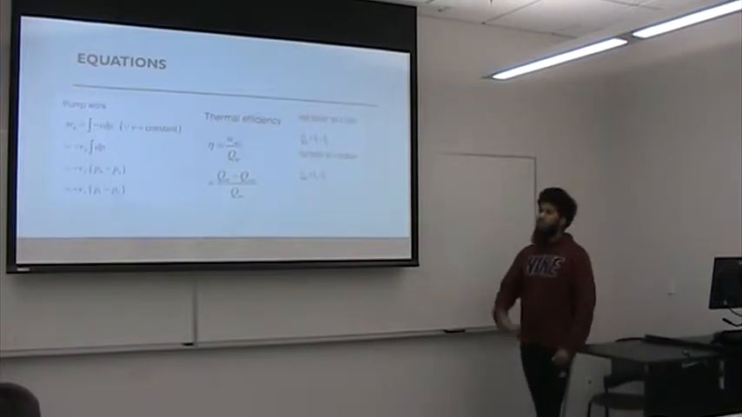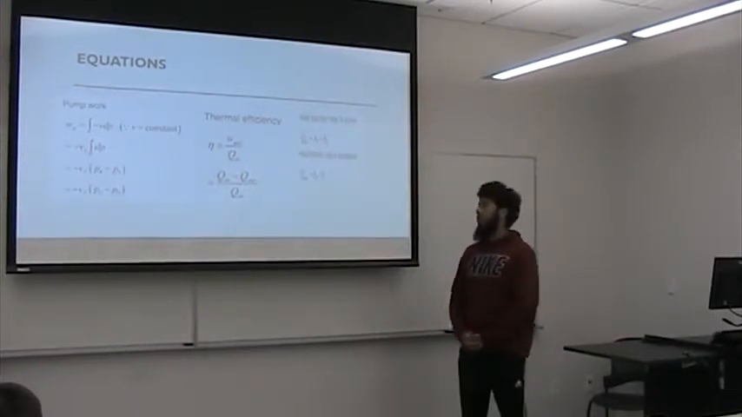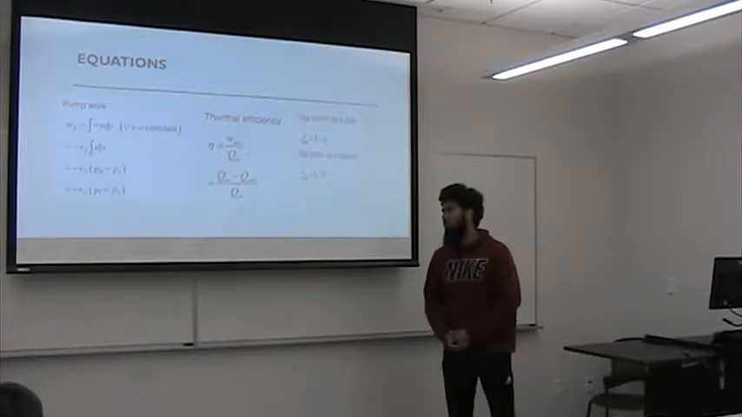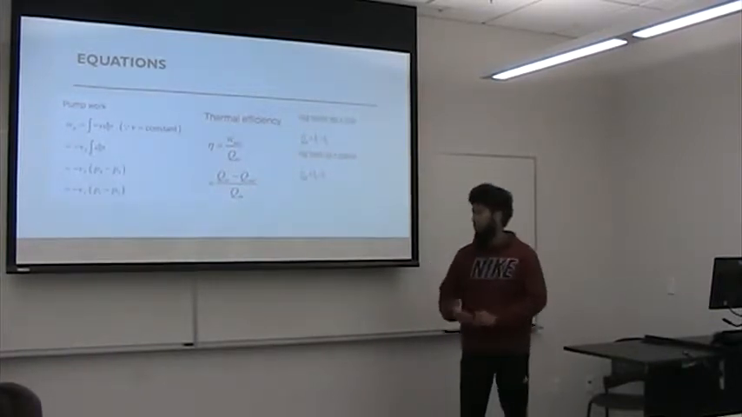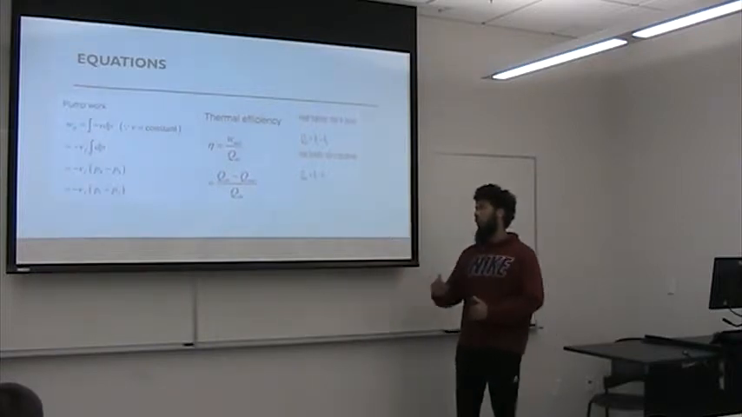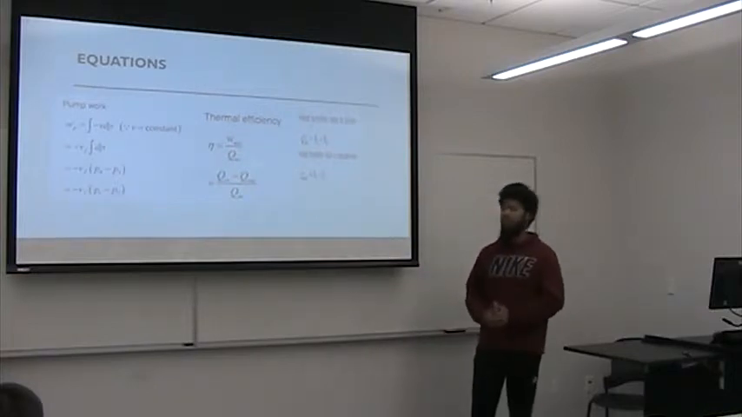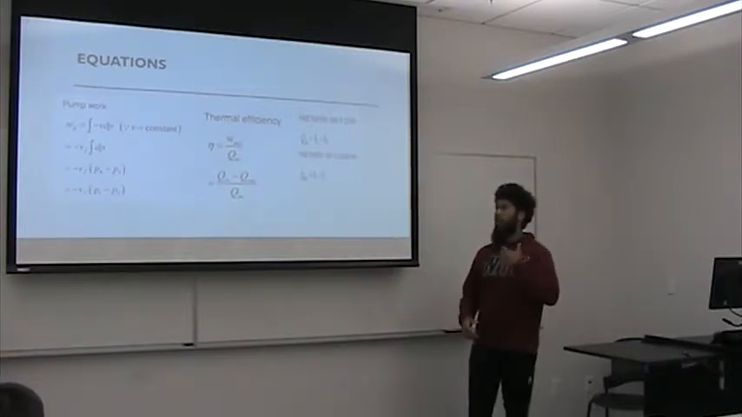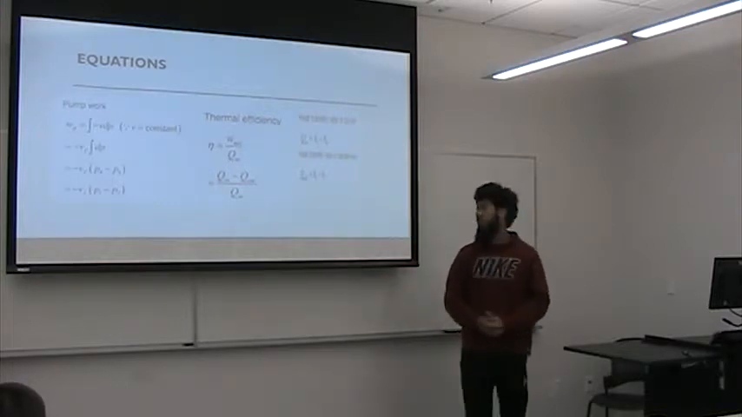Here are the equations that I used to calculate and to reach my final results. Basically, for the pump work, I used minus specific volume multiplied by the difference in pressure. And for the thermal efficiency, Qin minus Qout over Qin. Basically, Qin, or heat in, is the heat from the boiler, and heat out is from the condenser.